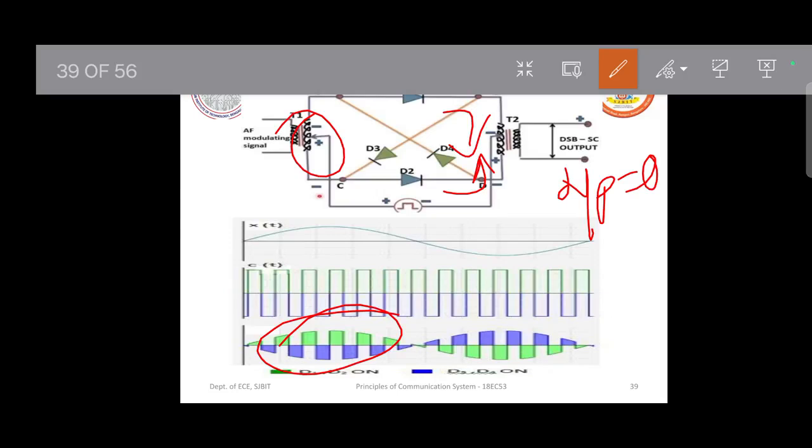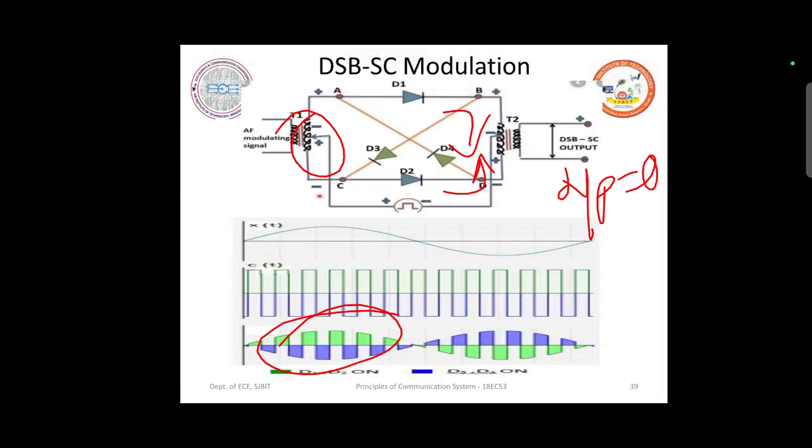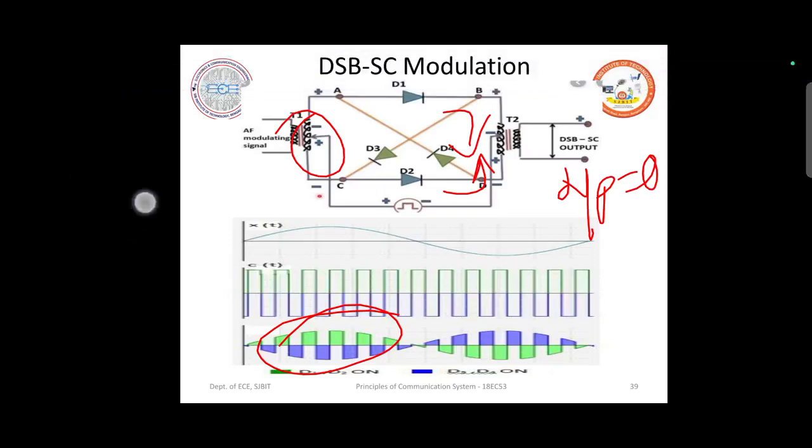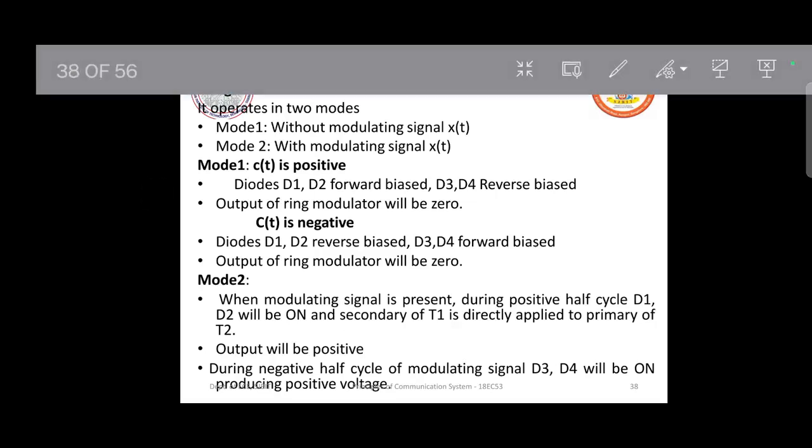Okay, so this basically shows the operation of a ring modulator. I hope you understood how it basically works. So during the negative half cycle, the other two diodes will come into the picture, which again produces the positive voltage but in the other direction, which makes it negative.